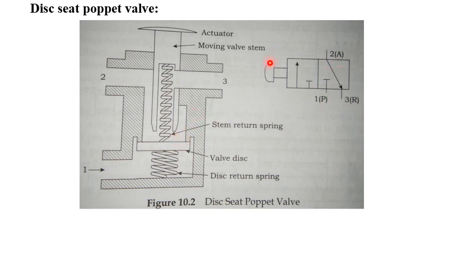In the symbols you can see three ports. In the initial condition the pump port is closed, that is, the actuator port is closed. If you press this plunger against the spring, 1 to 2 gets connected.